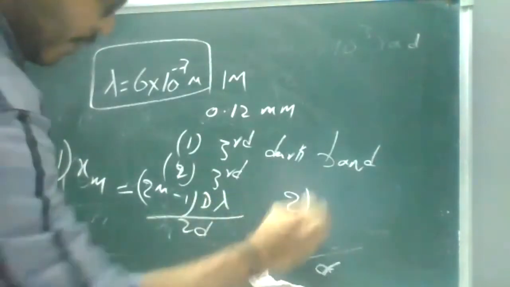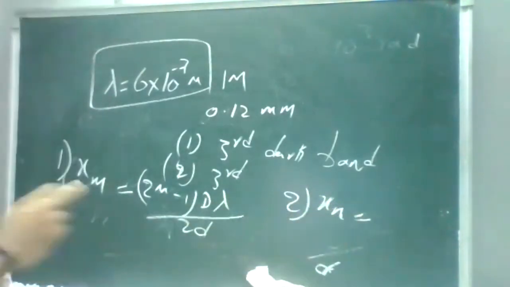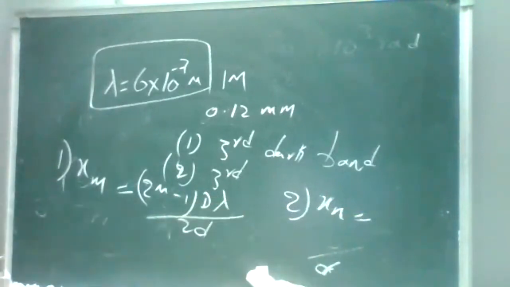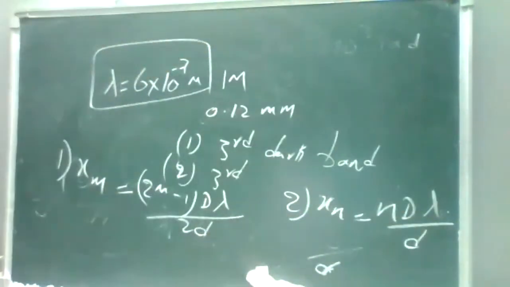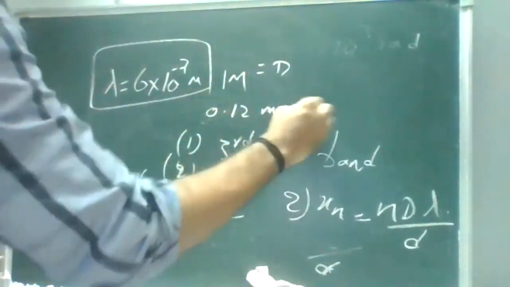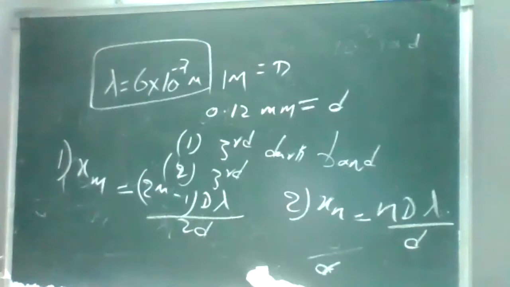And the second one, for brighter, xn is equal to n capital D lambda by small d. So they have given the distances. Capital D is 1 meter and small d is 0.12 millimeter. Lambda is 6 into 10 power minus 7.